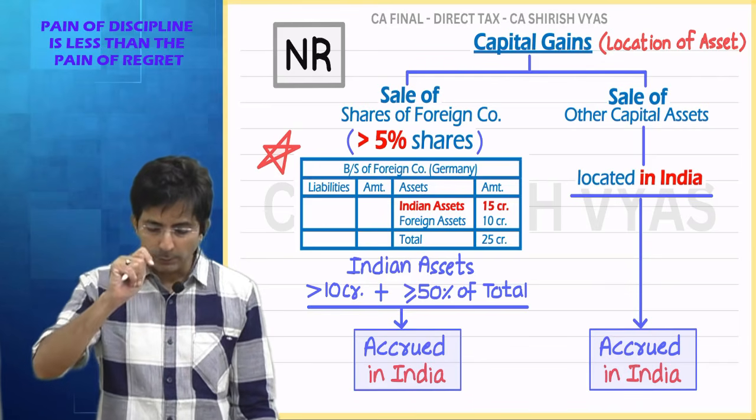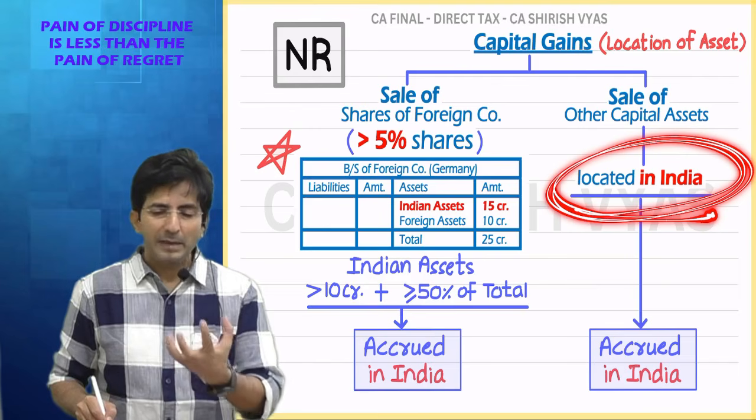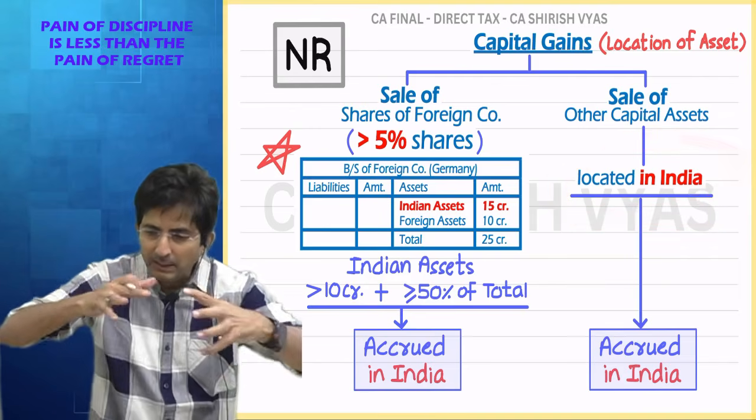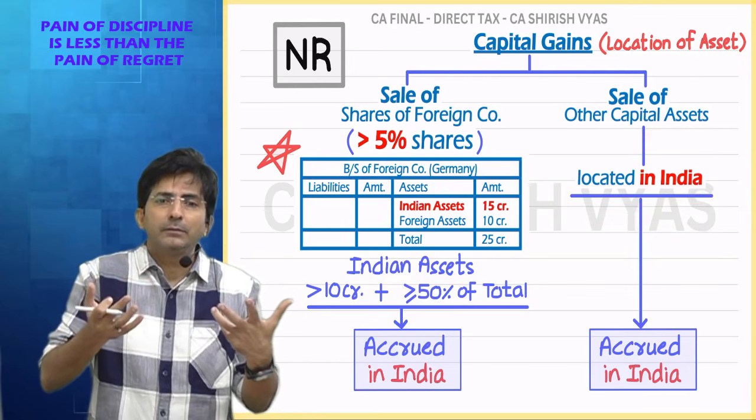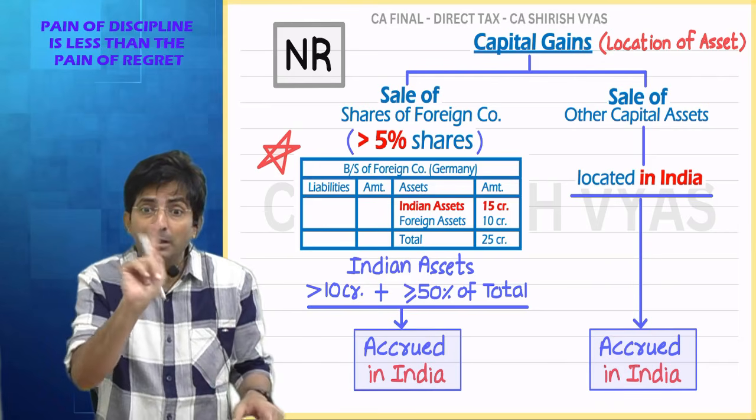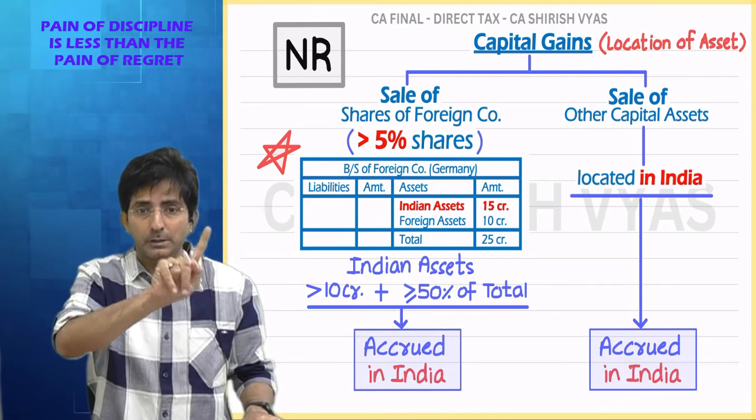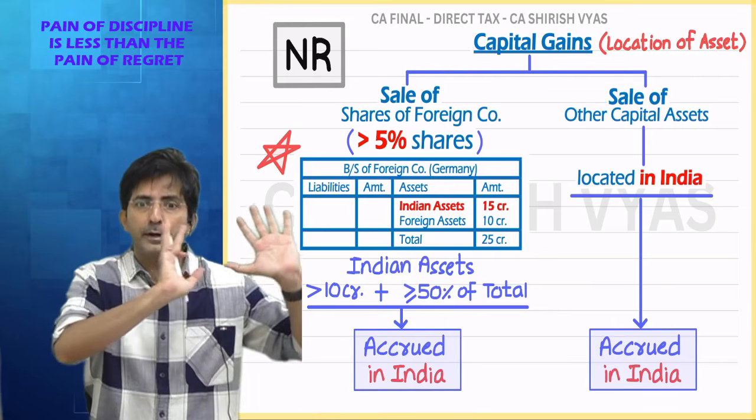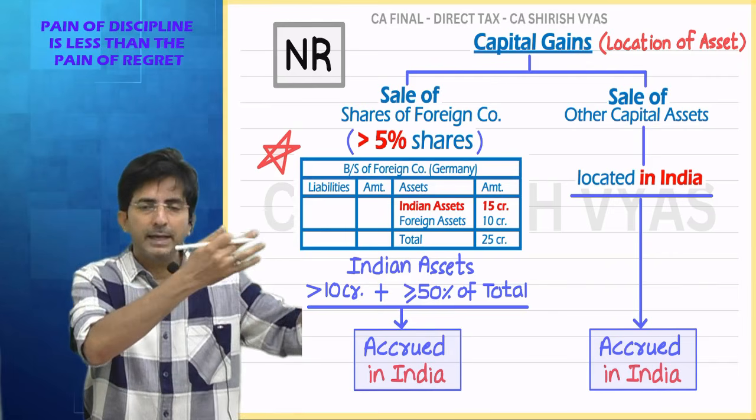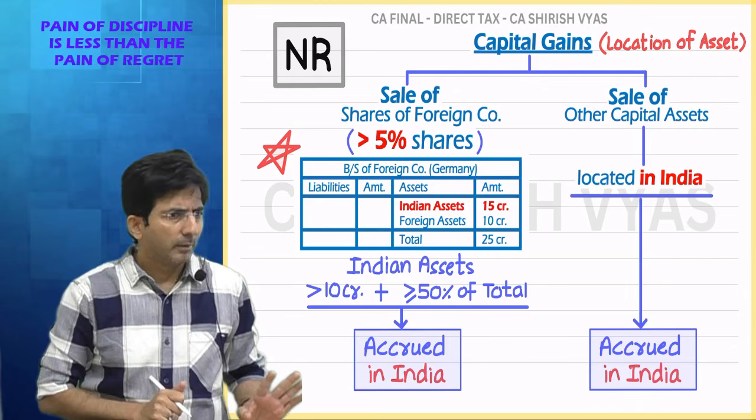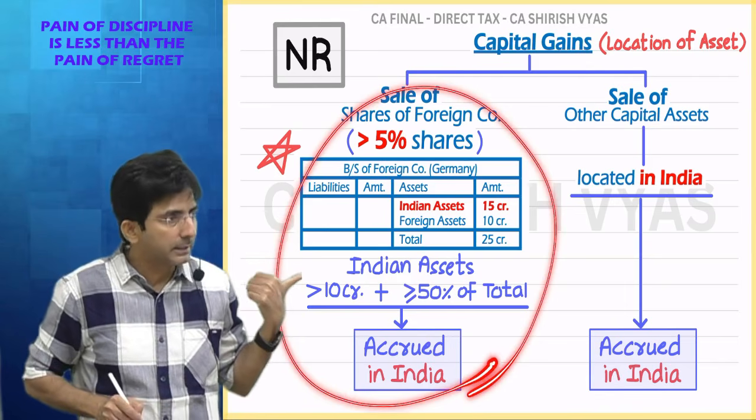This is in relation to when I was saying, how do we know the location of an asset? For land, building, gold, etc., we can physically see where they are located. But for shares, debentures, bonds, we have to see the company. Company means not the status of RNR. Indian company or foreign company depends upon incorporation. If the company was incorporated abroad, and you are holding a foreign company's securities, then it's located abroad. But sometimes even though located abroad, it's deemed to accrue in India if you satisfy this condition.